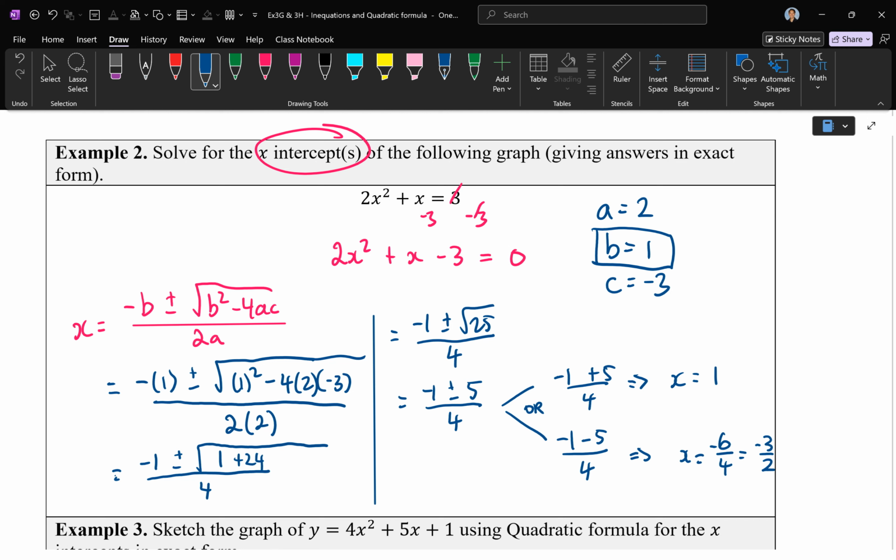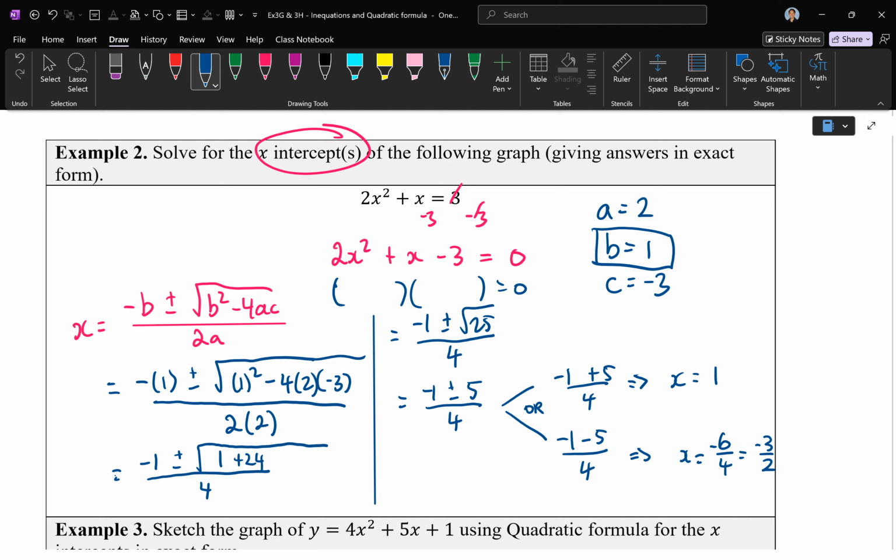Cool? So remember when you're sketching a graph, there are three things that you need: y-intercept, x-intercept, turning point. Okay? If you couldn't factorize that before, this is another way to get there. So technically, if you were able to factorize, this is what it should have been.